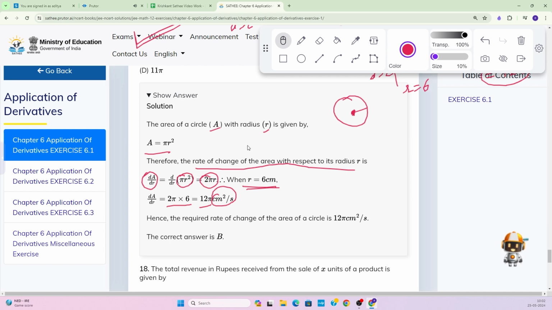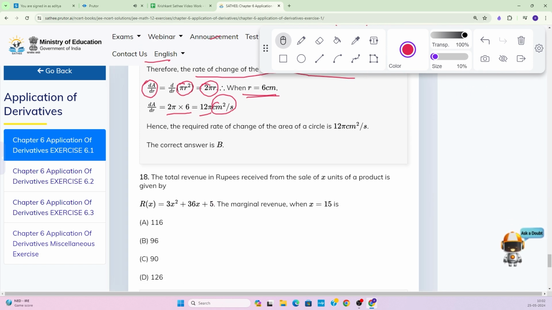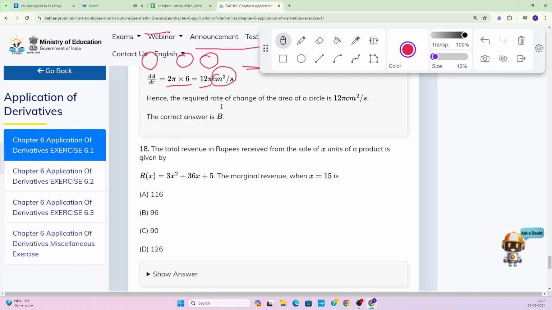Okay, simple. Now let us move to the next problem. So problem number 18. Here it is asking about the total revenue.